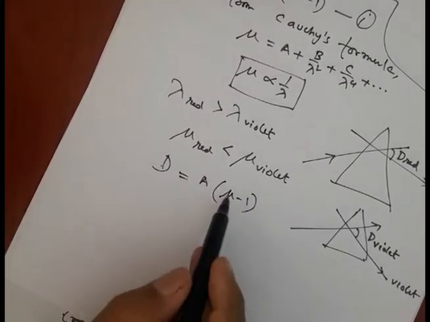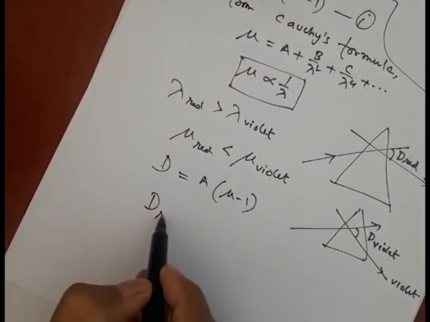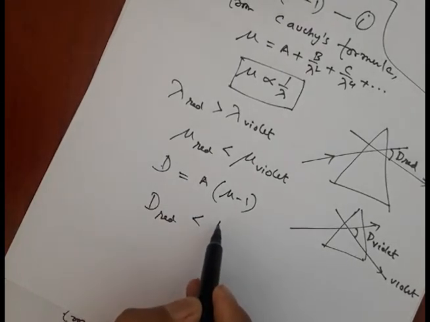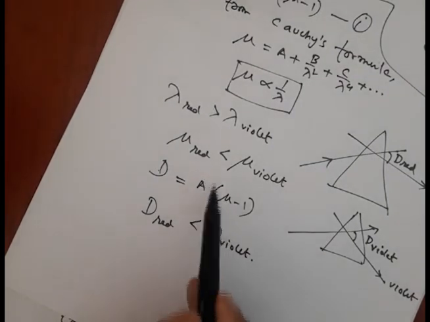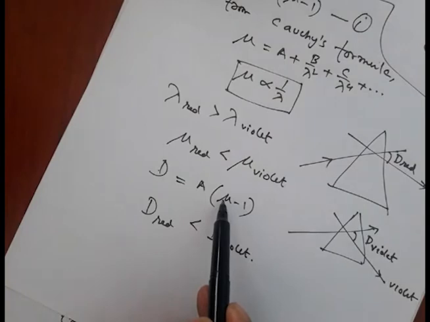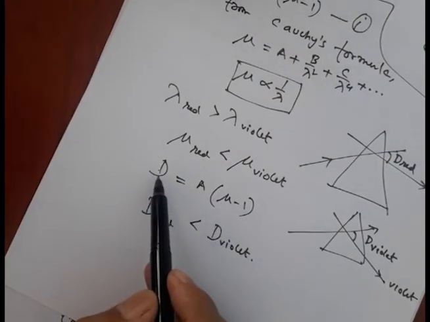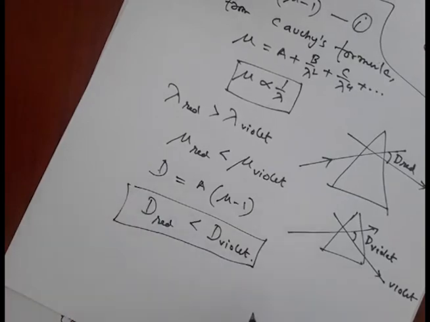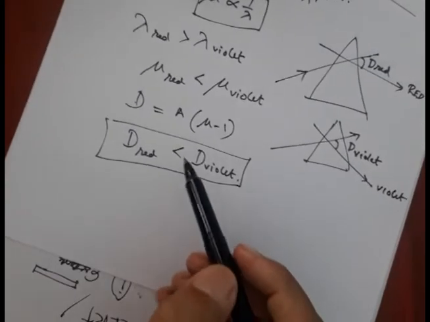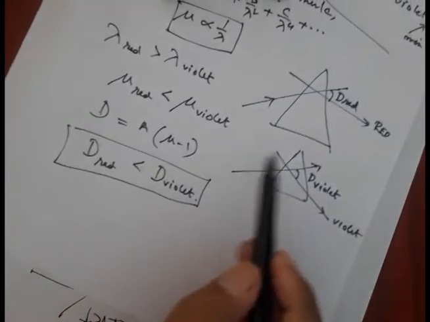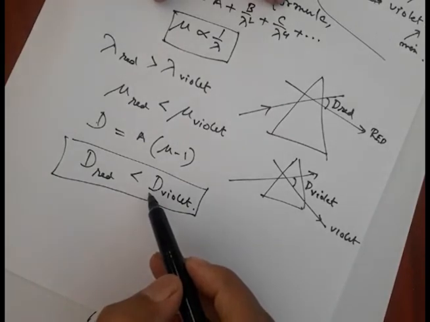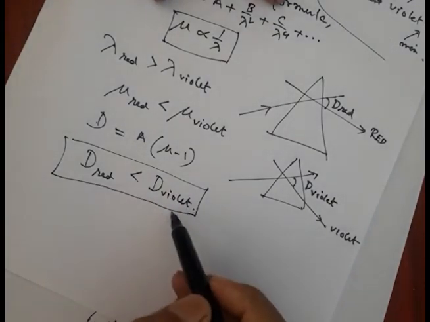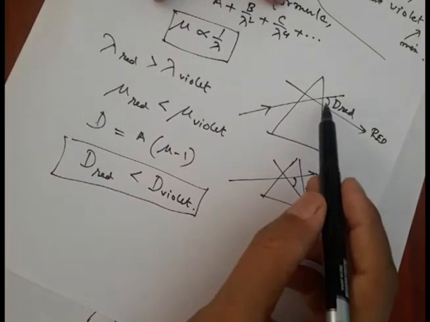So what you can say is deviation for red is less than deviation for violet, simply because red color has less refractive index. Less refractive index means less deviation. So red will be deviated the least, and violet is deviated the most. It means that deviation for violet is more than deviation for red. I think you understand what I'm saying.